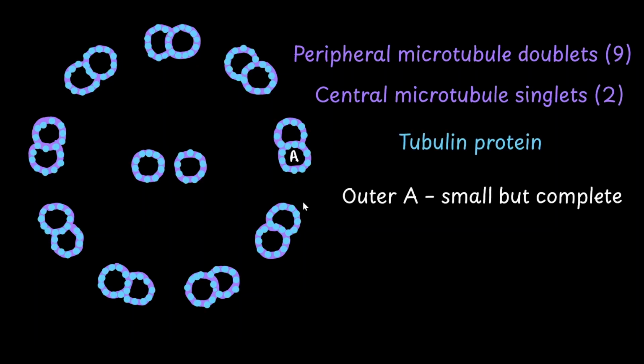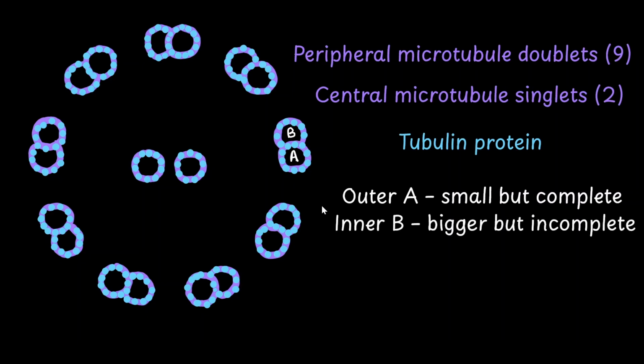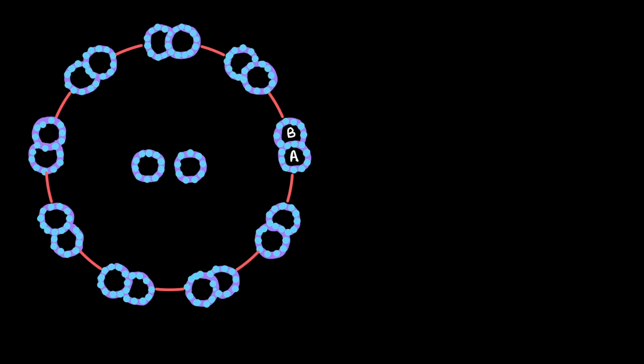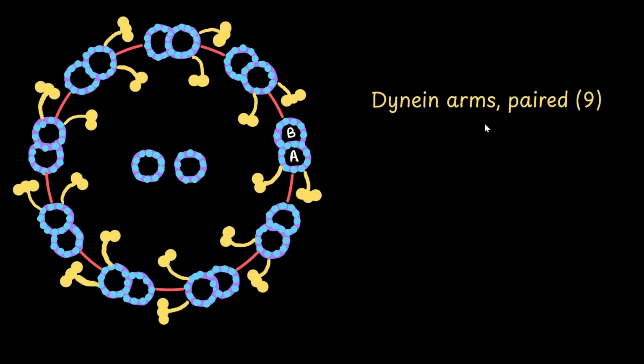The A ring is towards the outside. It is small, but it is a complete ring. Whereas the B ring, which is more towards the inside, is bigger, but it is incomplete. The peripheral microtubule doublets are connected by linker proteins called nexin. A tubule of each peripheral doublet bears a paired arm, which is called the dynein arm. They are made up of the protein dynein. Dyneins are protein motor molecules that help in various cellular movements. All the dynein arms are oriented in the same clockwise direction.